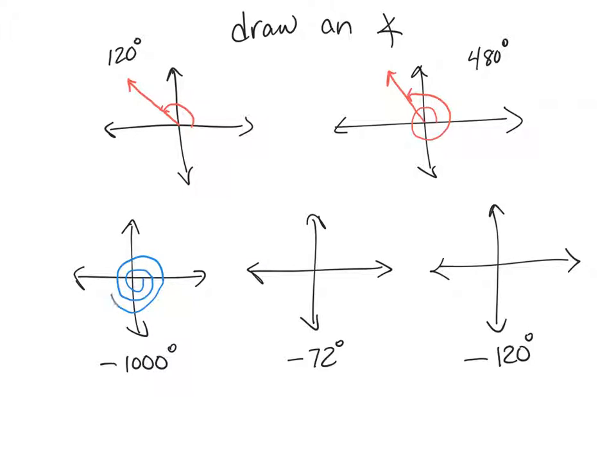Well, to get from here to here is 180. To get from here to here is 90, so I have to go 10 more. So that one ends up there. So you have a negative 1,000.